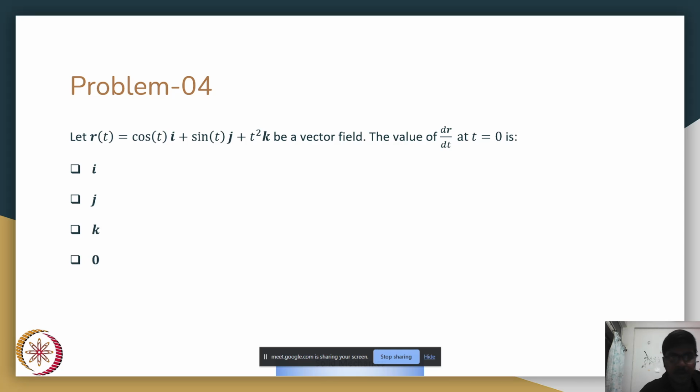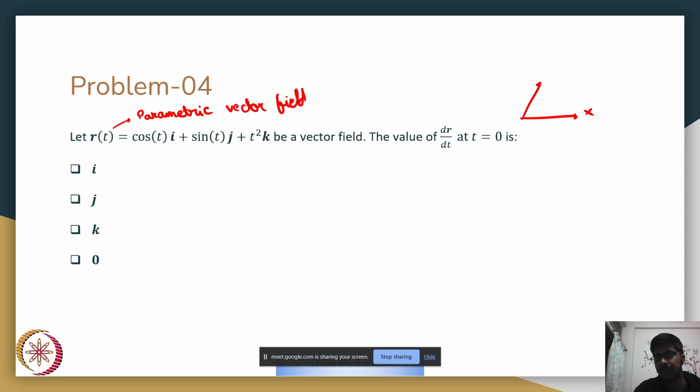Problem number 4: we are now again given a parametric vector field r of t, and we are asked to calculate dr by dt at t equal to 0. Before I actually solve this, what do you think this r of t, what kind of path does this r of t trace out in space? I'll draw an X. What do you think this would trace out in space?